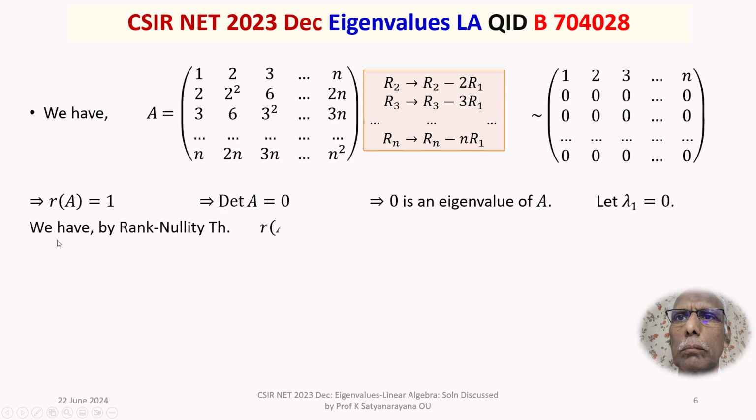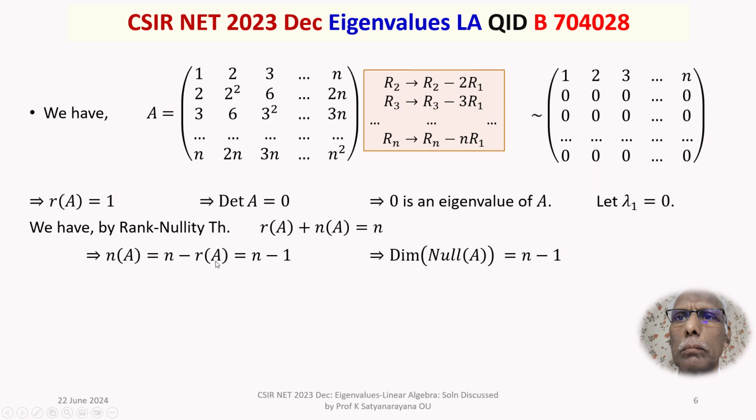Now we use the rank-nullity theorem for this matrix. Rank of A plus nullity of A is equal to the order of the square matrix, that is n. So the nullity of A is equal to n minus the rank of A, but the rank of A is 1, so it will be n minus 1.